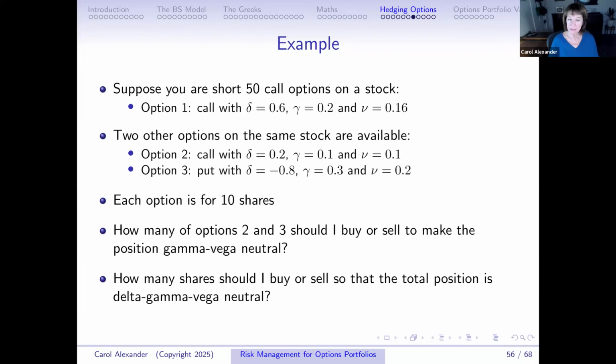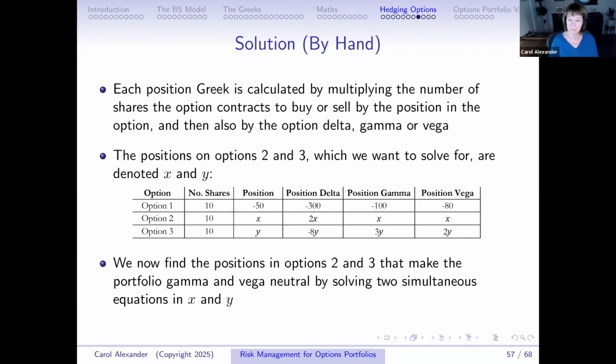So first of all, we're doing the gamma vega neutral bit. And it helps to set up a sort of table here. So you can put columns for the number of shares. They don't have to be the same for all the options. What your position is, and you know it for option 1, but what you don't know is what your position should be in option 2 and 3. That's the question. What should your positions be?